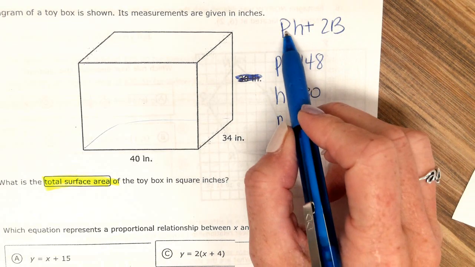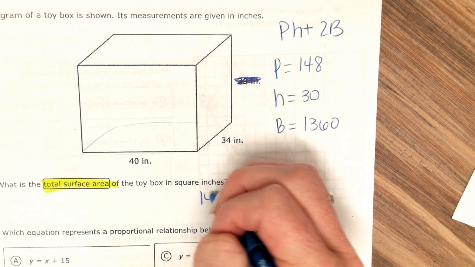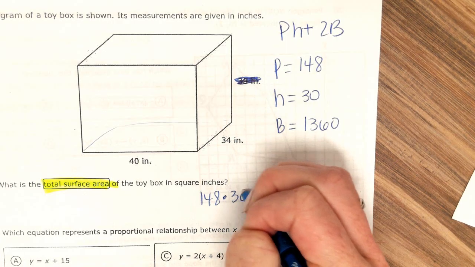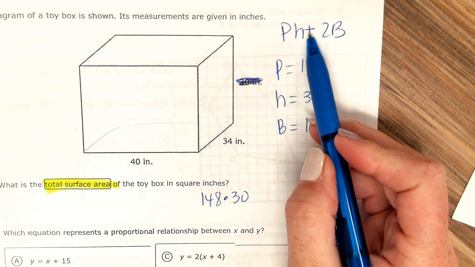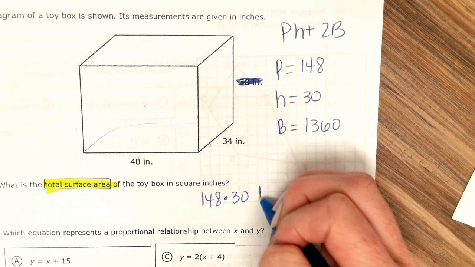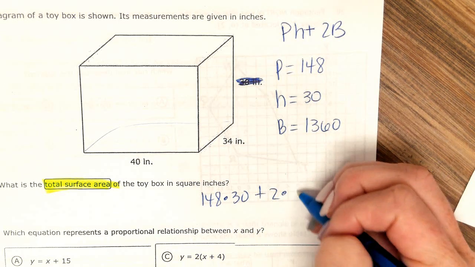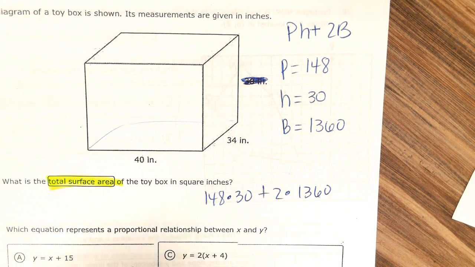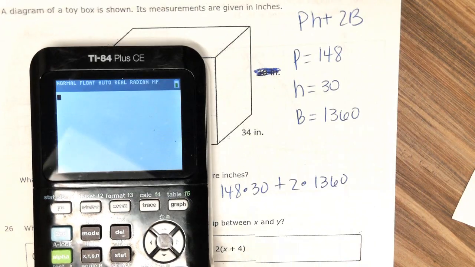What does the formula say? P times H. So 148 times 30. What's the formula say next? Plus 2 times B, and B is 1,360. So we just go type that in our calculator.